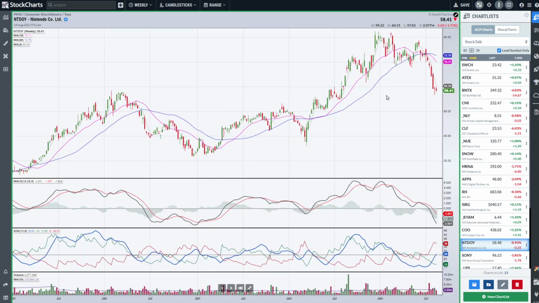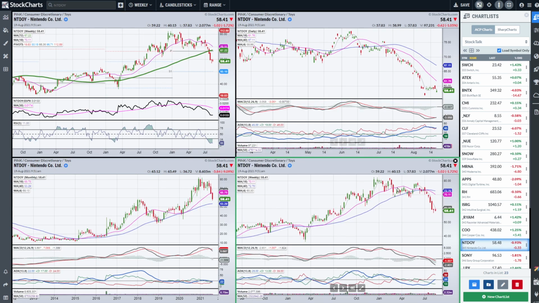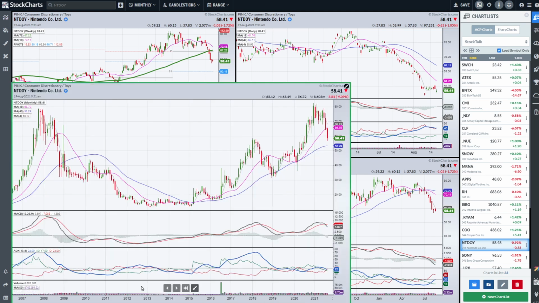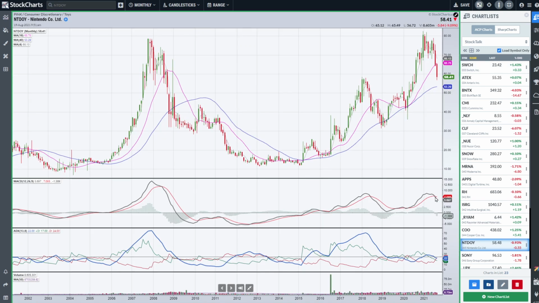NTDOY, Nintendo. Let's go ahead and look at all 4 time frames. This is a little troubling, what's taken place just in the last week. You see the break of the 18-month line and the fact that the MACD is crossing over from pretty far away. When the MACD crosses the signal line, it's not that big a deal unless you've made a pretty good move away from the zero line. When you do that, you tend to be a little bit more reluctant to want to dive right in. But even worse in this case, we're combining that MACD cross with a break of the 18-month.